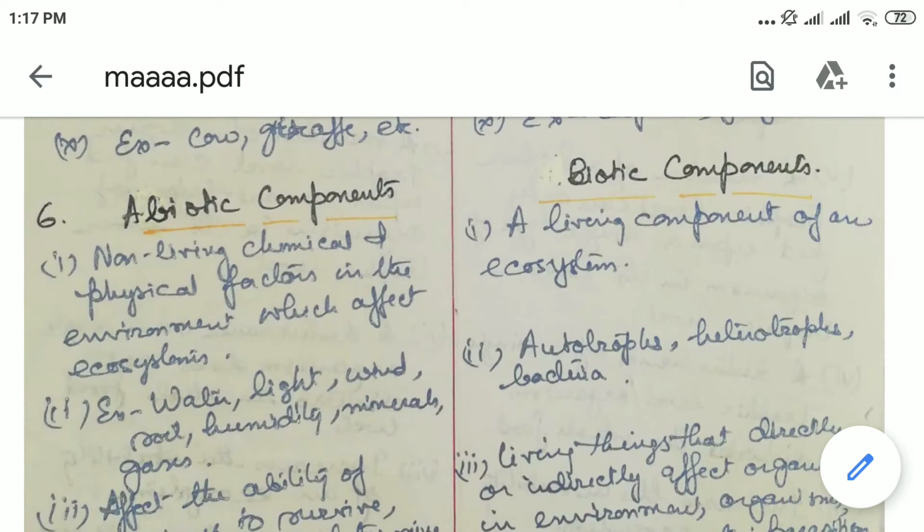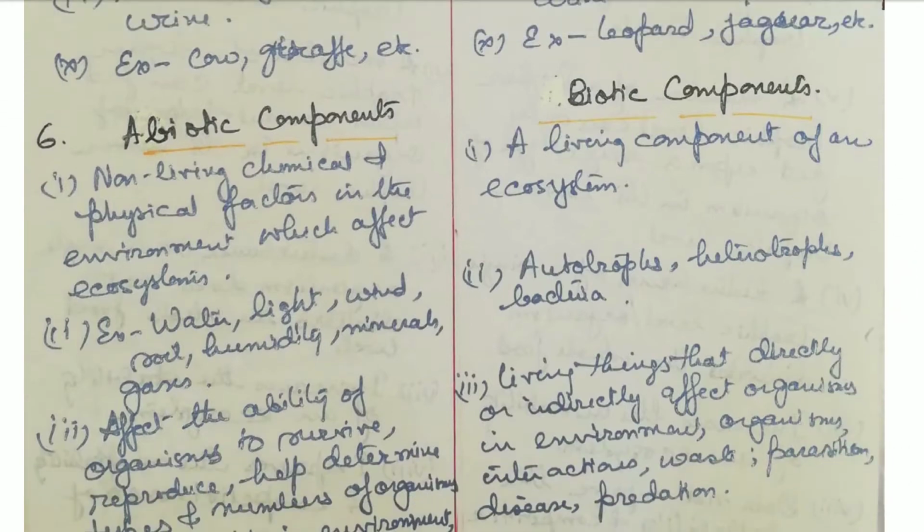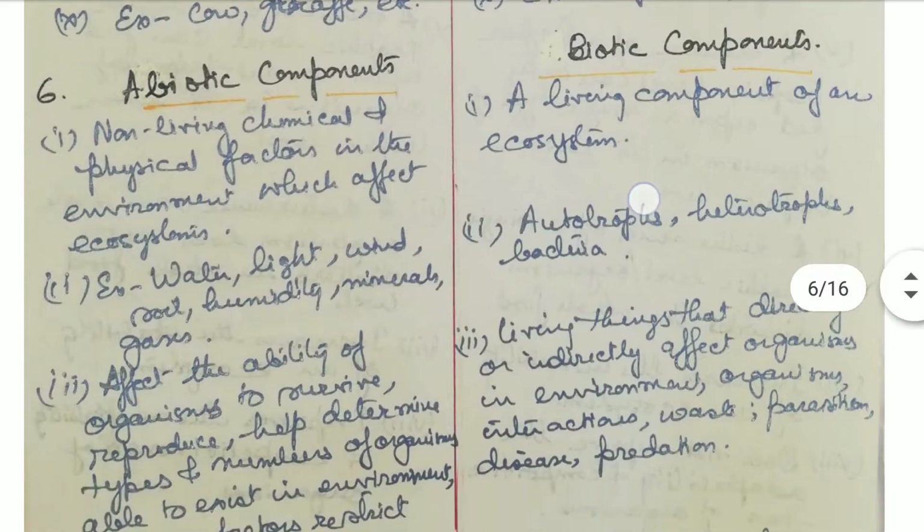Abiotic component is a non-living component, chemical and physical. They are the chemical and the physical factors in the environment which affect the ecosystem, and biotic component is a living component of the ecosystem. Examples of abiotic components are water, light, wind, soil, humidity, minerals, gases, etc. And biotic components, we know, are autotrophs, heterotrophs, decomposers, bacteria; those are the examples.